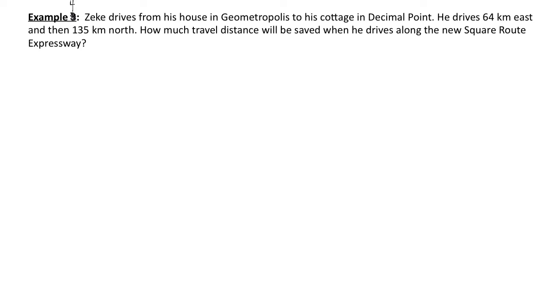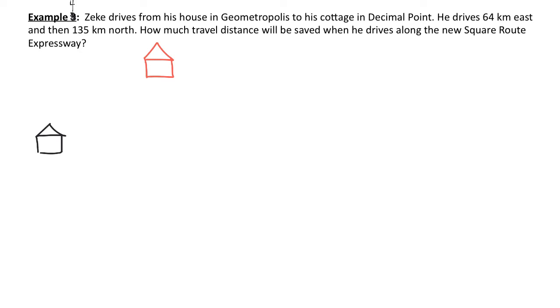In our final example, which is actually example number 4, Zeke drives from his house in Geometropolis to his cottage in Decimal Point. He drives 64 kilometers east and then 135 kilometers north. How much travel distance will be saved when he drives along the new square root expressway? So I've actually gone ahead and drawn two little house structures. So the house that is drawn in black is going to represent Zeke's house, and the little house that's drawn in red is going to represent his cottage.